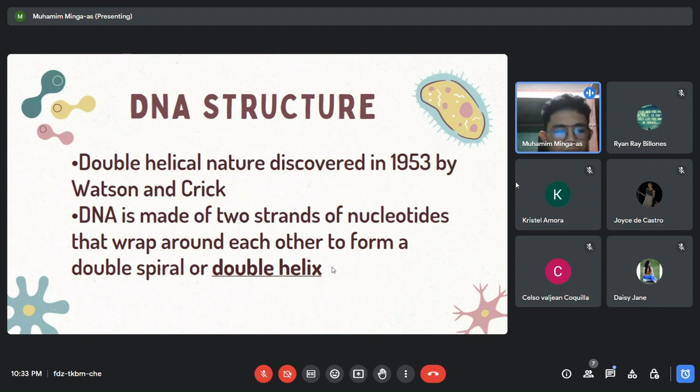Next, we have the bases. DNA contains adenine, thymine, cytosine, and guanine. In RNA, we have adenine, uracil, cytosine, and guanine. RNA replaces thymine with uracil. What is the function of DNA? It stores genetic information and serves as a template for RNA synthesis.